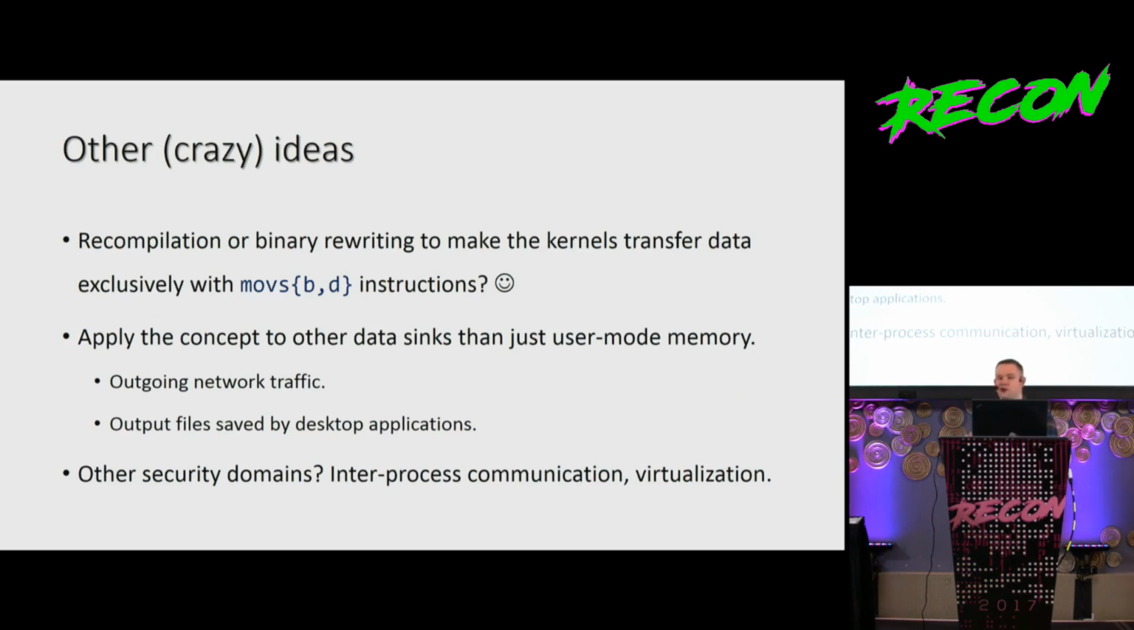Another crazy idea would be to recompile, for example, the Linux kernel, or binary rewrite the Windows kernel to have all of the kernel data transfers performed using mov instructions, which would make Bochs know about all of the data transfers and not just memcpy. We could maybe try to apply this concept to other data sinks, which are not just user mode memory, but for example, outgoing network traffic, or the output files saved by applications, or even apply this whole idea to other security domains, such as inter-process communication for sandboxes or virtualization. There are a lot of things this could probably be applied to.